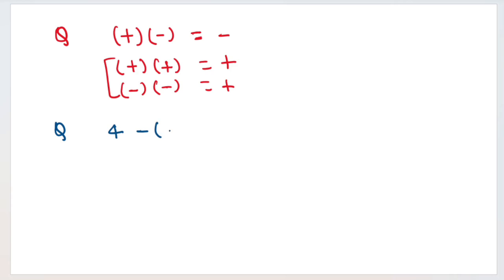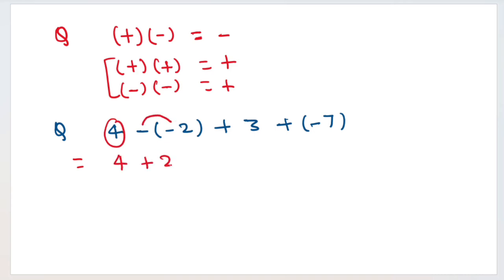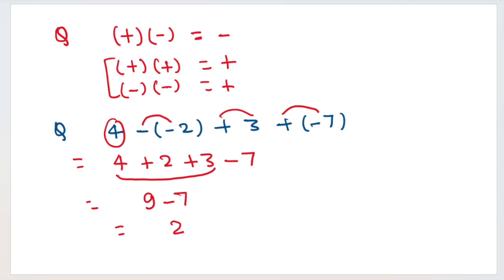4 minus minus 2 plus 3 plus minus 7, now we have to solve this. So to solve this, I will write 4 as 4, and negative negative will become positive. So positive 2, and this is positive 3, and here plus minus will become minus 7. So 4 plus 2 plus 3 is 9 minus 7. So 9 minus 7 is 2, and the result will occupy the sign of the greater number, that is 9. So plus 2 will be the answer.